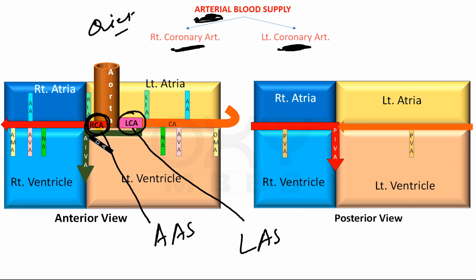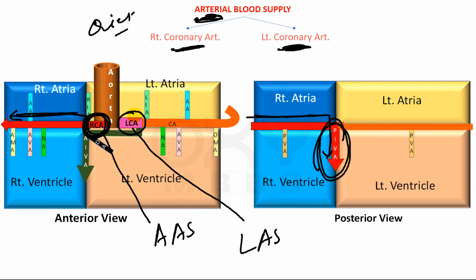Now as soon as the right coronary artery takes origin from the anterior aortic sinus, it travels along the right anterior coronary sulcus and then from the anterior side goes towards the posterior side along the posterior coronary sulcus and then terminates by going into the interventricular groove on the posterior side.